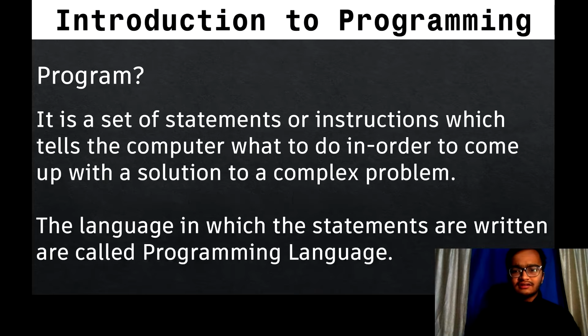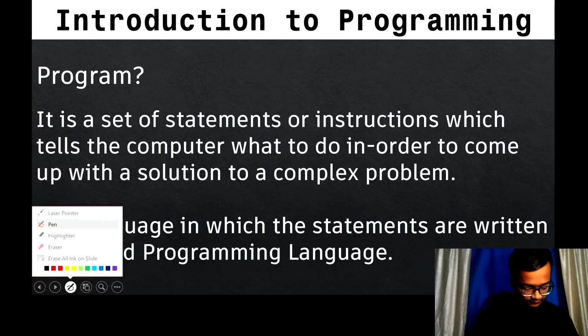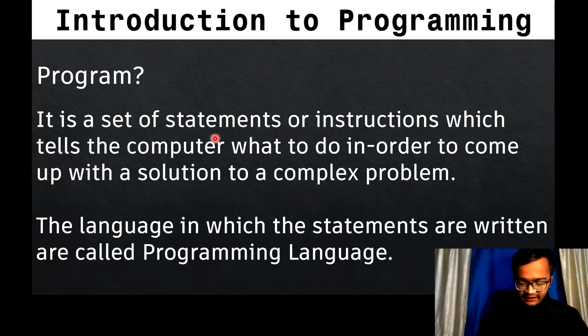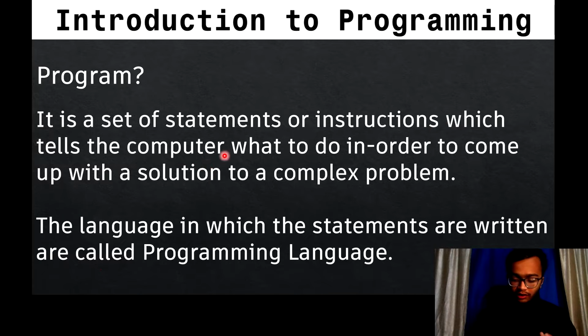So let's see what we have in our first slide. In the first slide, it is said, what is programming? What is a computer program in fact? I will read the statements first and then after that I will explain. So let's change our annotator. Yeah. See, what is a program? A program is a set of statements or instructions which tells the computer what to do in order to come up with a solution to a complex problem.